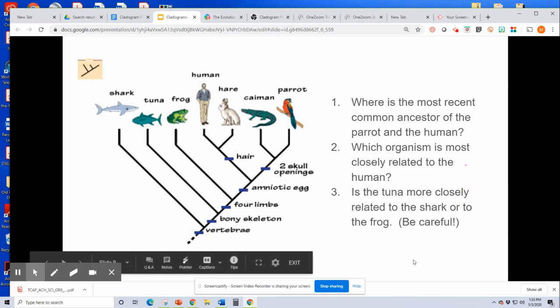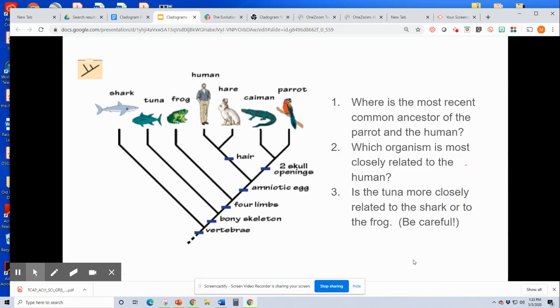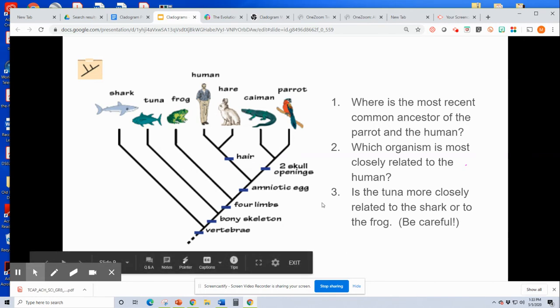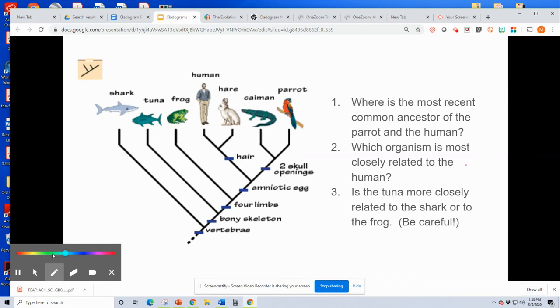So here's our cladogram we're working with, our same one. And the first question says, where is the most recent common ancestor of the parrot and the human? All right, parrot and the human. I'll grab my pen. I want a different color and I can't find one. All right, what am I looking at? The parrot and the human. So I just trace it right there. That's the most recent common ancestor.